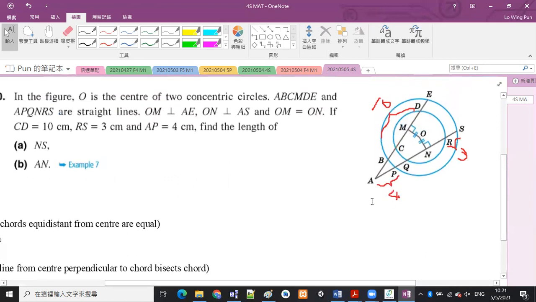Okay, let's come back to this. I want to find AN. I want to find the length of AN, but we have AP, which means that if we can find PN, then we can find the answer. But PN belongs to the chord PS, right? And PS is a chord in a larger circle. And we have already found NS. And also we have ON, the line from center perpendicular to chord PS. Therefore, N is also the midpoint of chord PS.